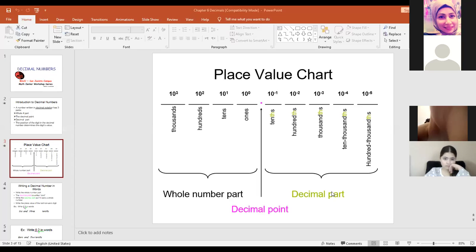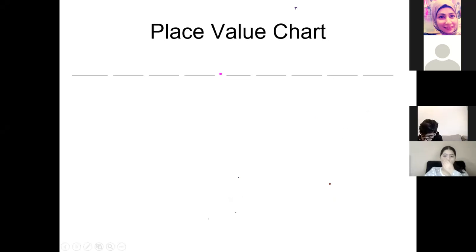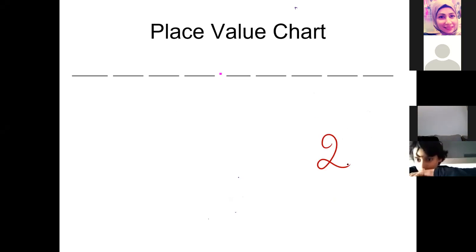Yes, Mariam, what do you want? If the two squares are colored, what will we do? So the whole part is 2. If there are only 2 parts, we don't have a decimal part, we don't have a decimal number. We have to write it just 2, because 2 squares are fully colored. So it's 2.